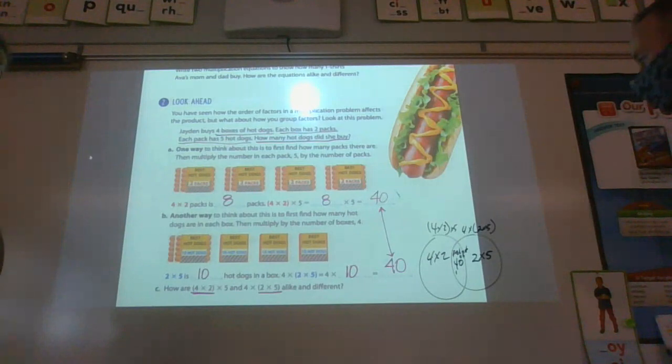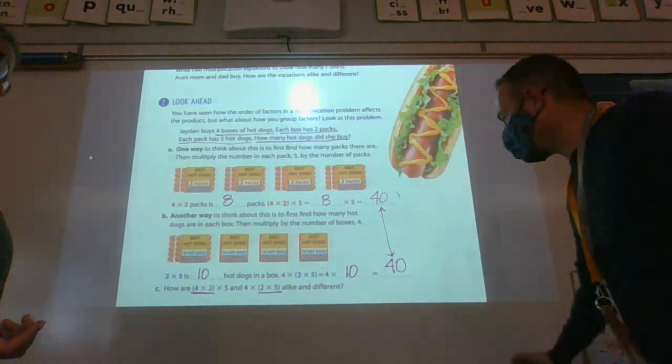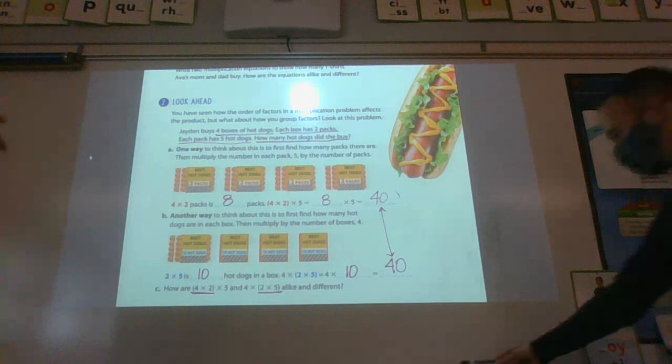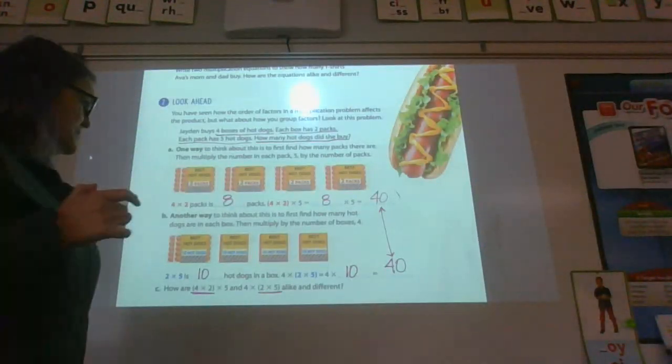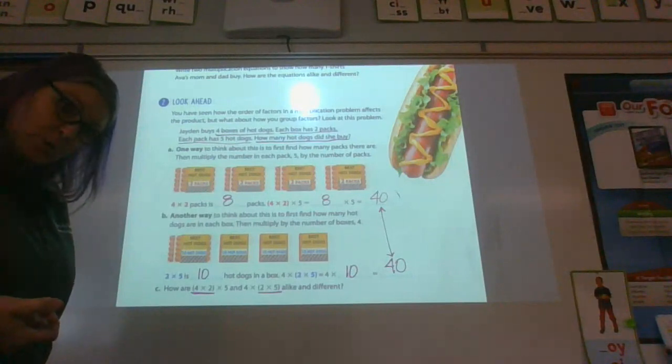So remember, we've been using parentheses in the distributive property. And now we're going to take it, or I'm sorry, do I have that right? Yes, I do have it right. So now all we're doing is changing the way those 3 numbers are grouped.